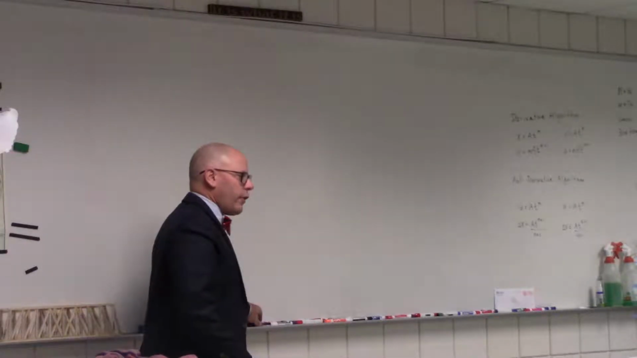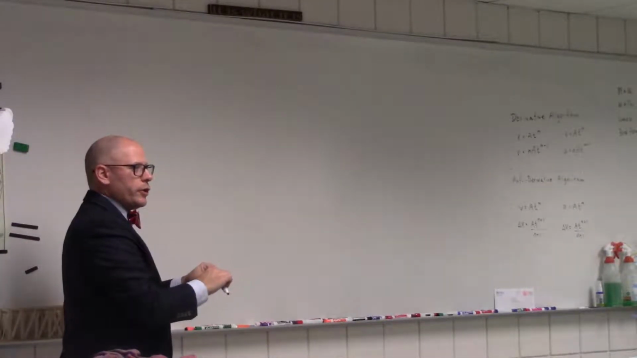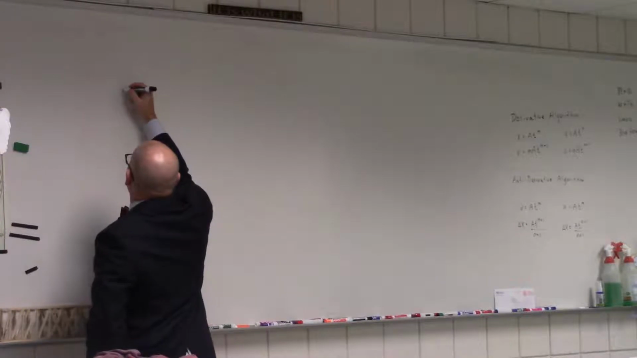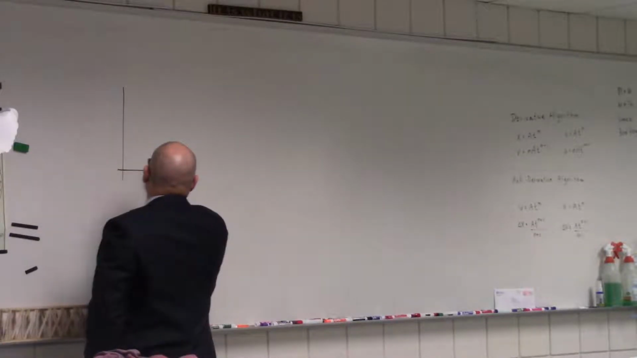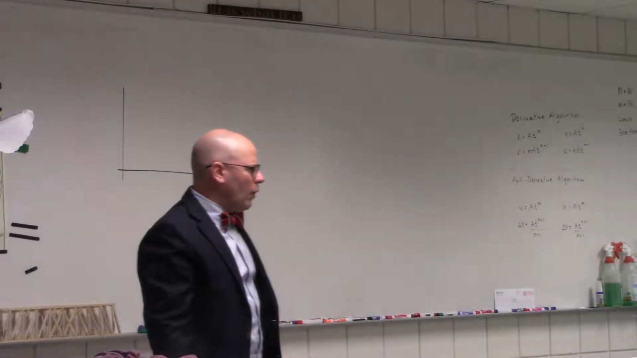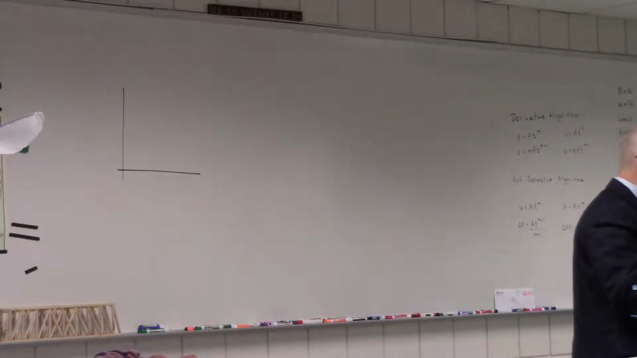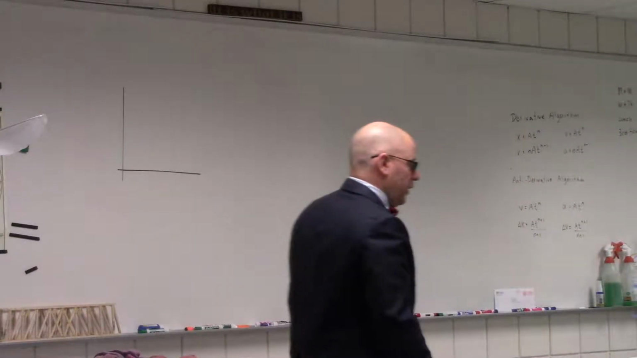So what are you given? Are you given a graph? Which graph are you given? Position graph or velocity graph? Well, you're given both. You're given both graphs, but which one has the lines in it? Position. The position graph, right?